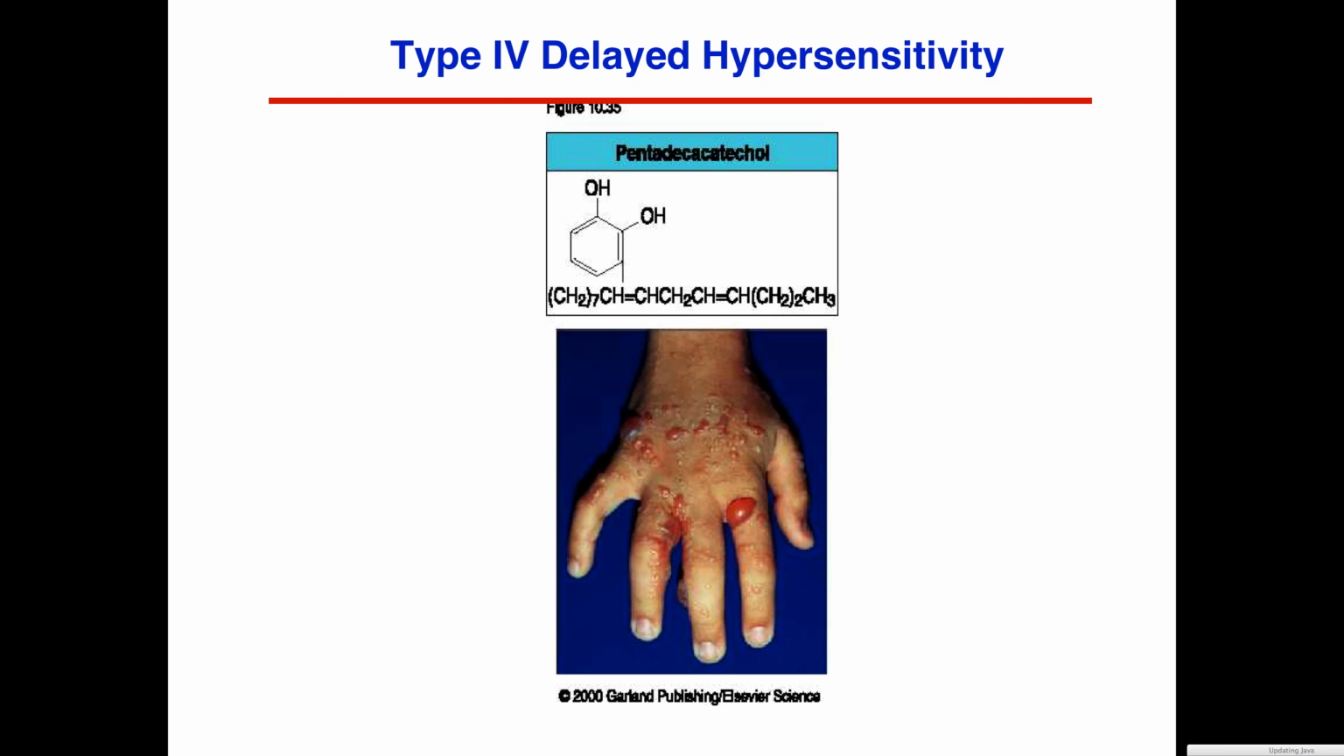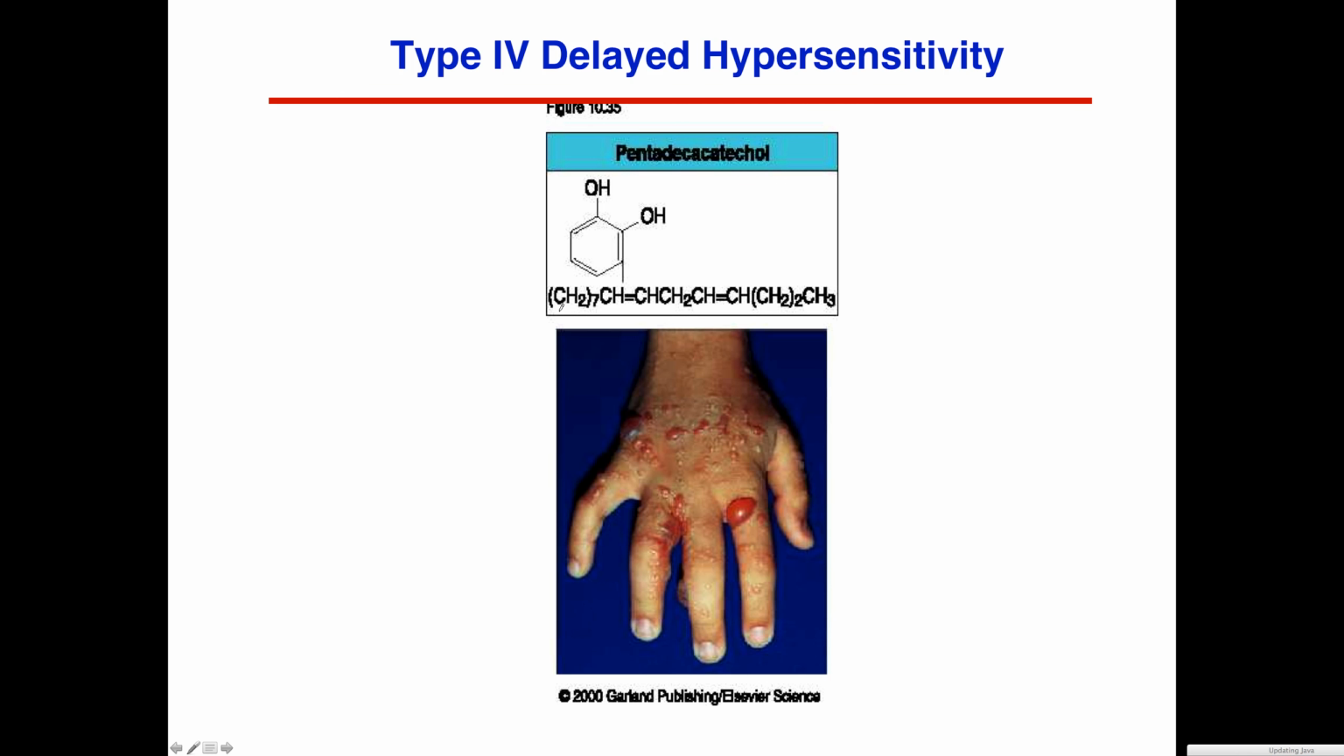So you can see here, this is one of the allergens. Well, it's not a favorite allergen. There's no such thing as that. But it's an allergen which is common. Everybody knows, and this is the allergen that is responsible for poison ivy. It's a pentadecylcatechol.